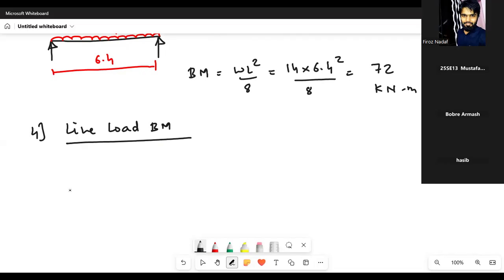We are required to consider the impact factor given in IRC 6 2017, page number 31. On page number 31, there is an entire chapter known as impact factor. What should be the impact factor for different kinds of loading? Here we have the IRC class AA tracked vehicle. What is the impact factor for that kind of loading?